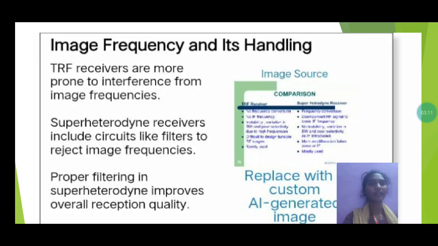Image frequency and its handling. TRF receivers are more prone to interference from image frequencies. Super heterodyne receivers include circuits like filters to reject image frequencies. Proper filtering in super heterodyne improves overall reception quality.